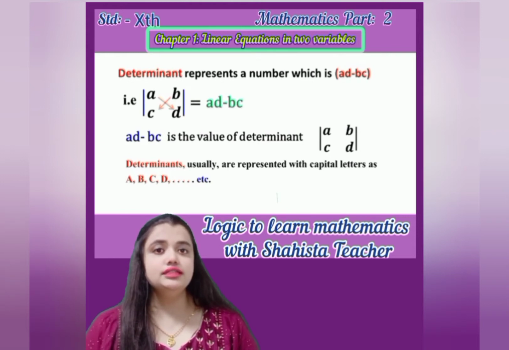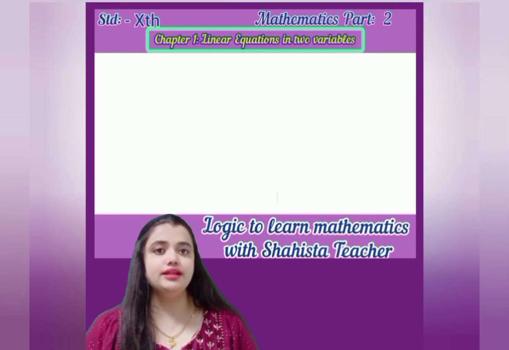Okay, this is a determinant matrix. So determinants are usually represented with capital letters, as A, B, C, D, etc. See, these alphabets are all capital. So all these capital letters A, B, C, D are determinants, and a determinant is always represented by a capital letter. Is that clear, my dear students?